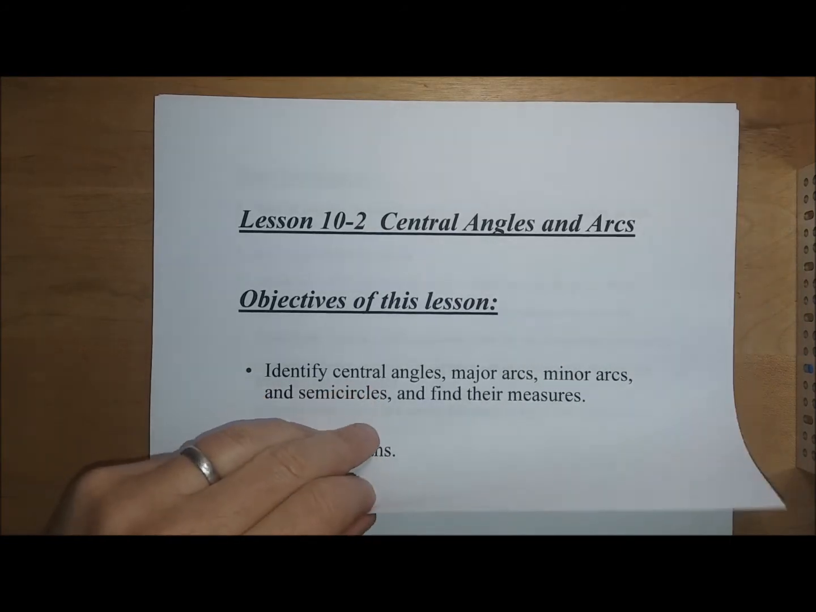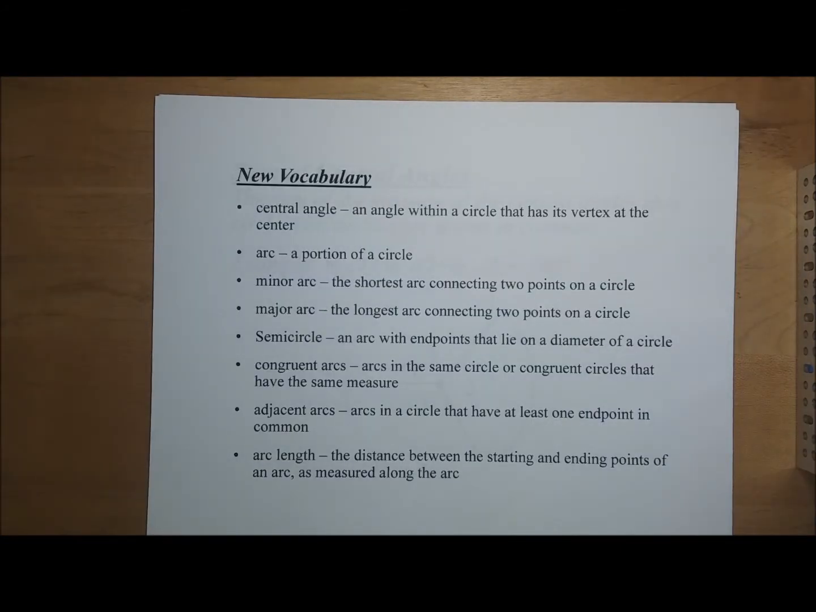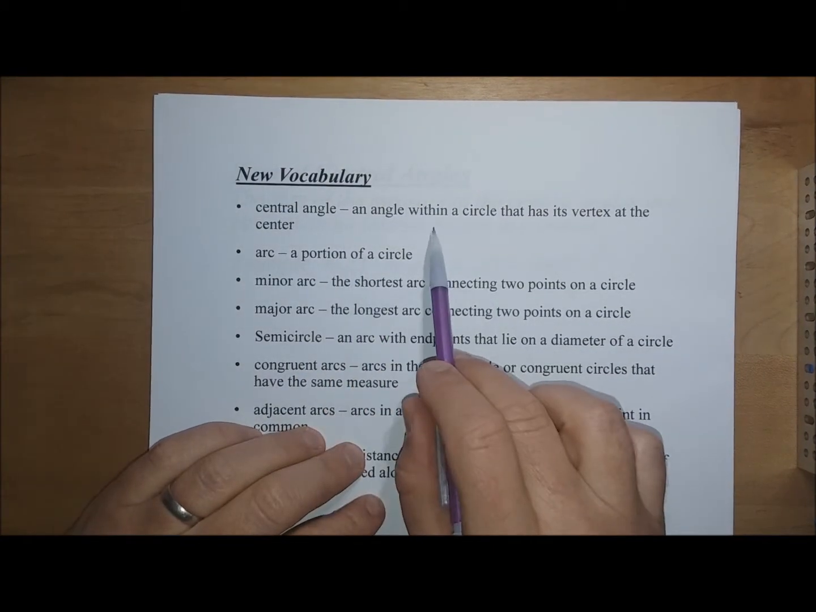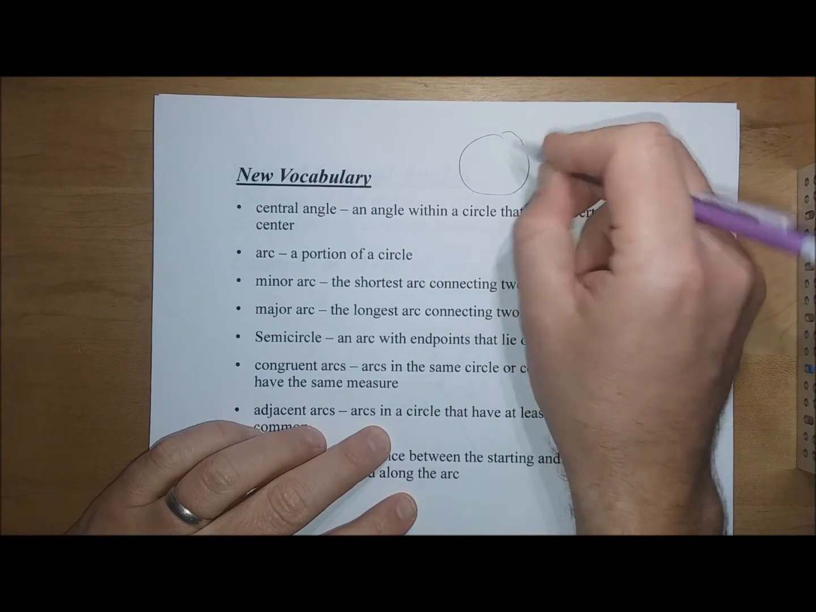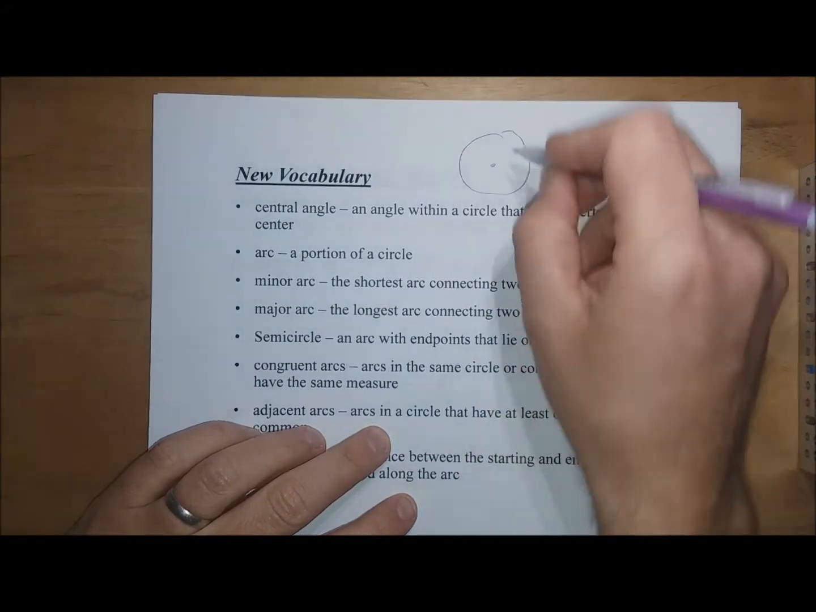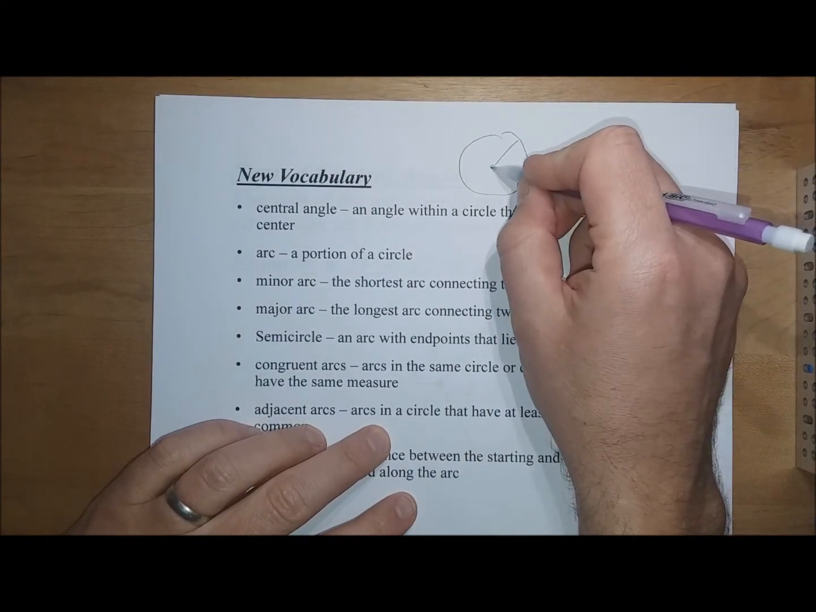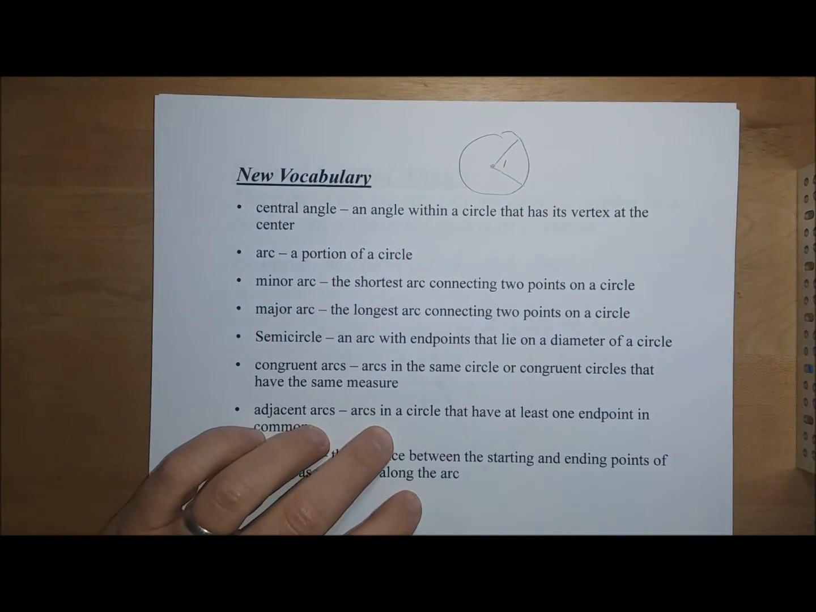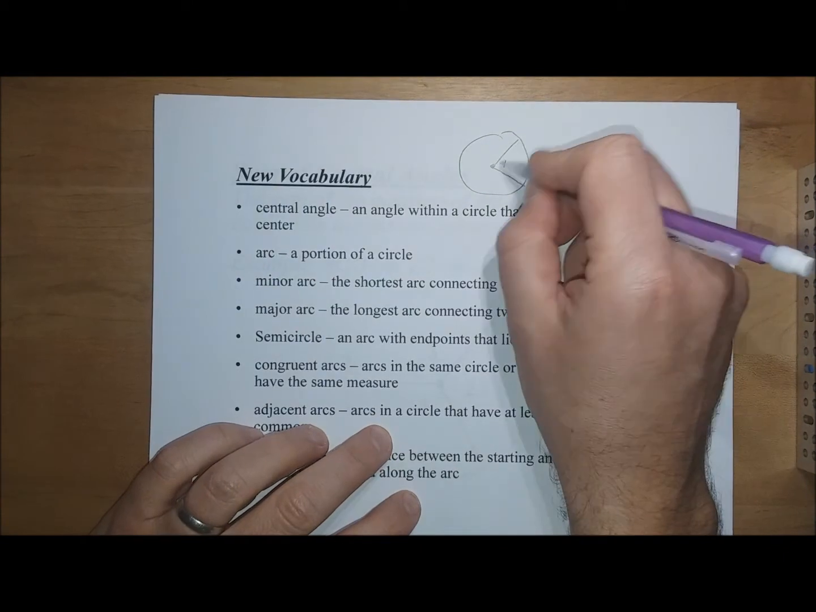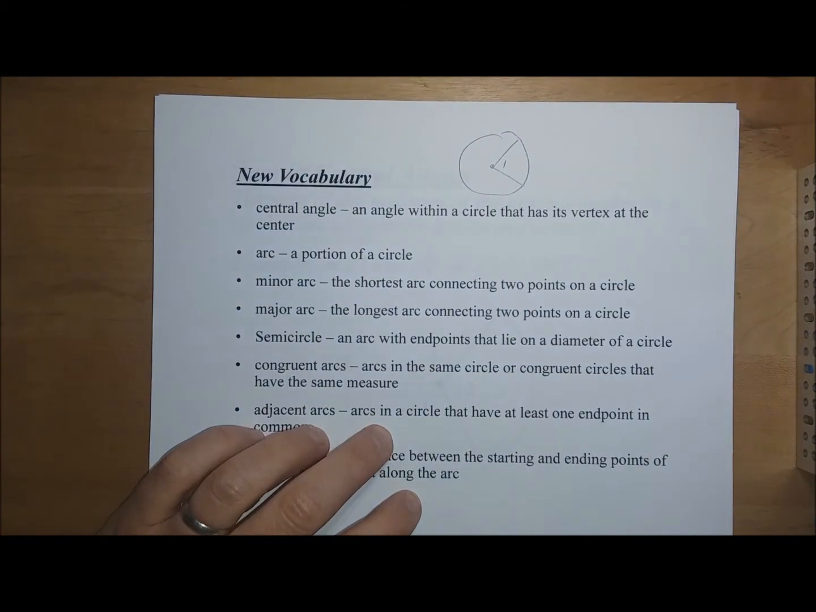All right, let's start with some new vocabulary here. First of all, central angle. This is an angle within a circle that has its vertex at the center. So I'm going to draw an example here. Here's my circle. There's my center. And if I just were to draw two radii, they form an angle. This angle here, I'll call it angle 1, we would call a central angle because its vertex is at the center of the circle.